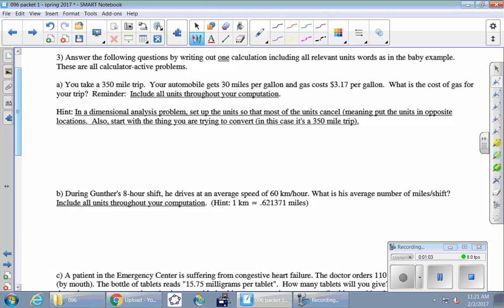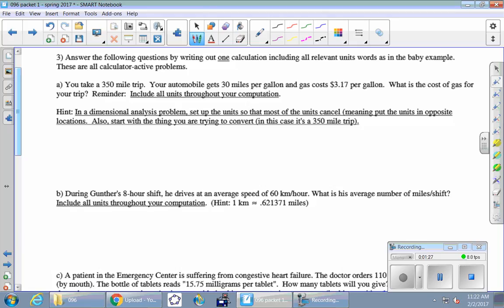So we got to start with one of these numbers. Now the hint here says start with the 350-mile trip. I want to try to vocalize why it is we're starting with that as opposed to starting with 30 miles per gallon and $3.17 per gallon. The 350-mile trip is something specific to the person involved in this problem. Does he have a name? No. So the driver drove 350 miles, and if they drove 351 miles, it would be a different problem, right?